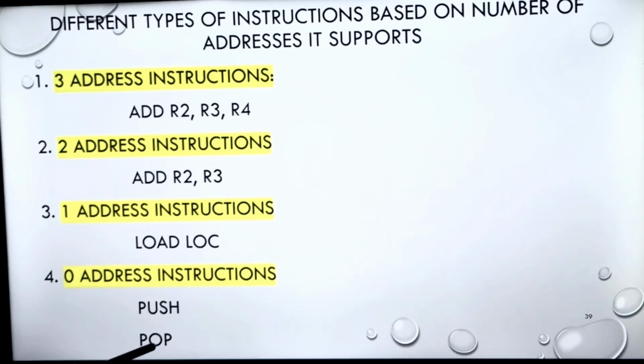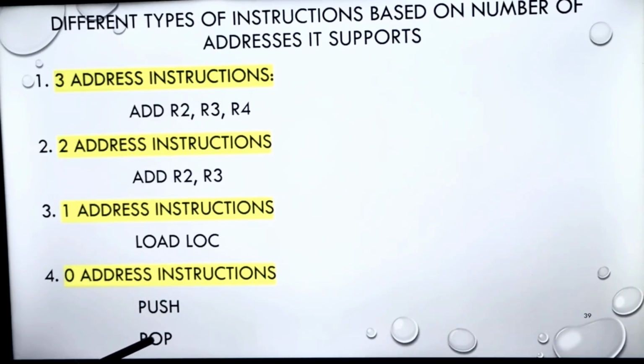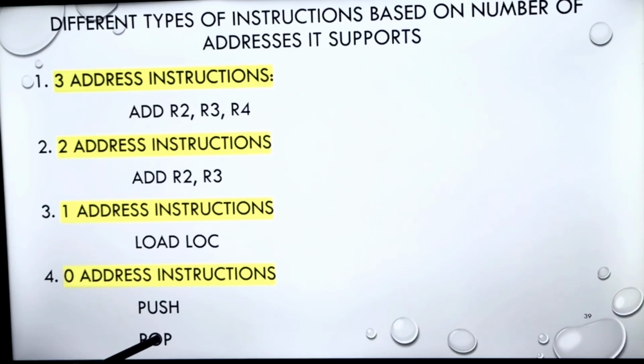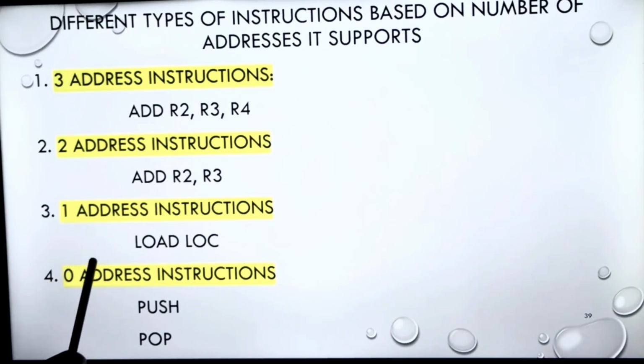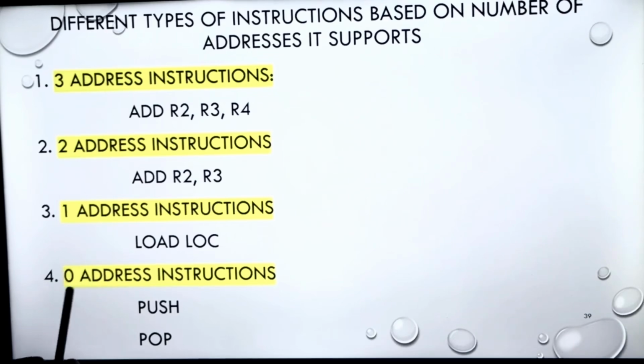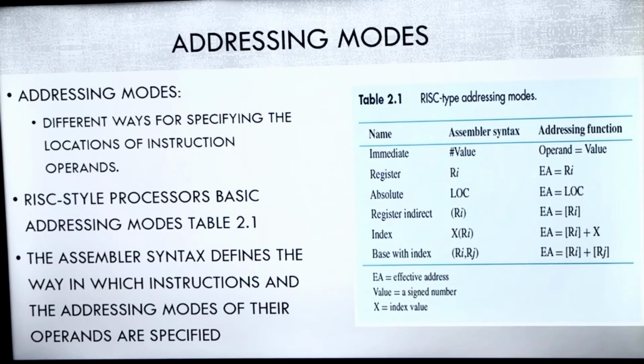If I write pop, I know the topmost element will be eliminated. Push means I will add to the topmost position. Pop means I'll eliminate from the topmost position, right? We know this. So these are the different types of instructions based on the number of addresses they support. Fine, I hope it's clear. Now we'll start the actual topic of discussion, which is different types of addressing modes. This is the actual topic.